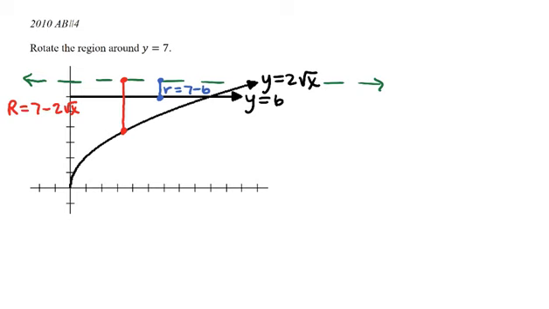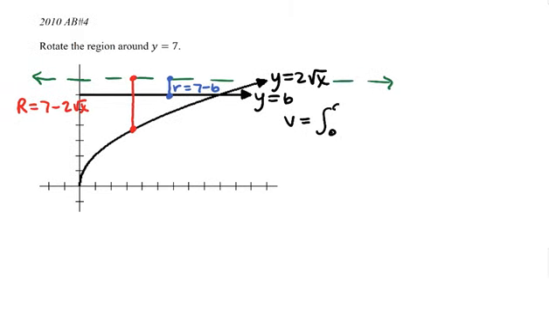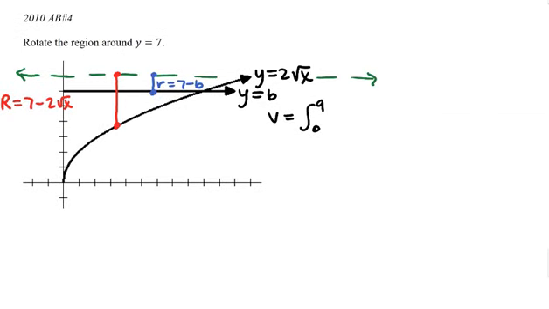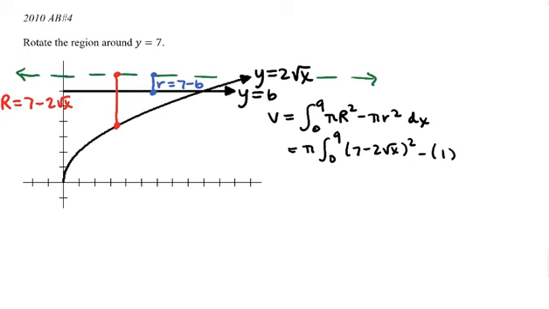All right, so I know that the volume is going to be the integral from, let's see, my representative rectangles are going along the x-axis, so it's going to go from x equals 0 to x equals 9, of pi R squared minus pi r squared dx. I'm going to factor out the pi, 0 to 9. Large R is 7 minus 2 square root x. Small r is 1 squared.